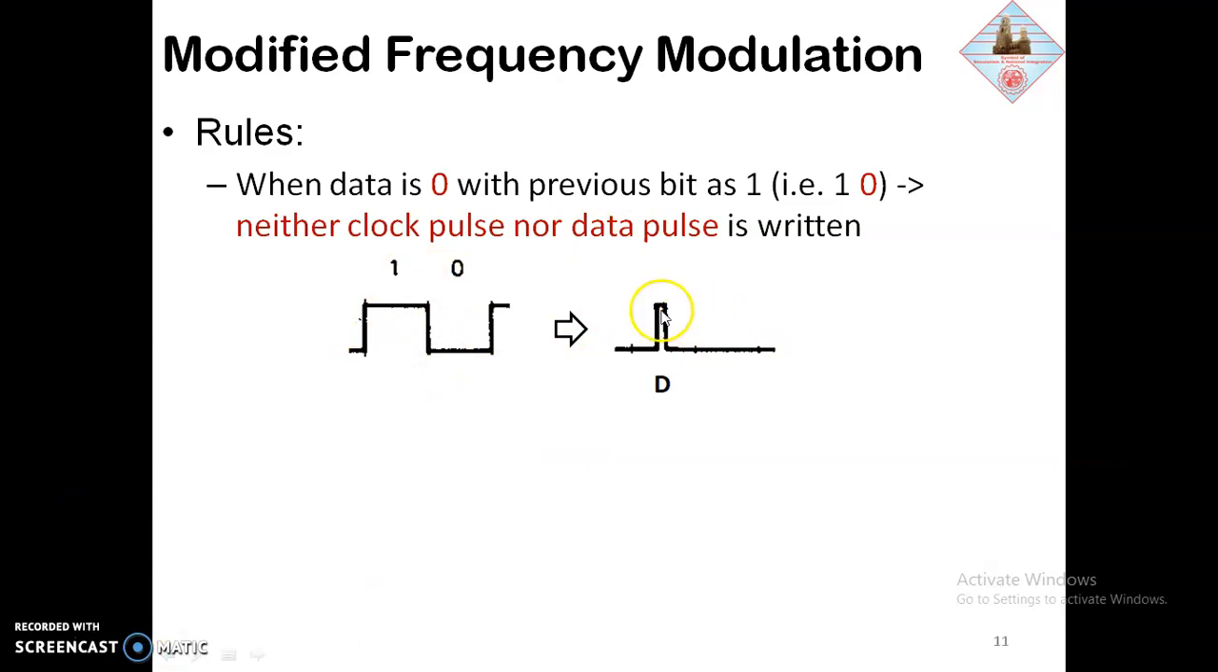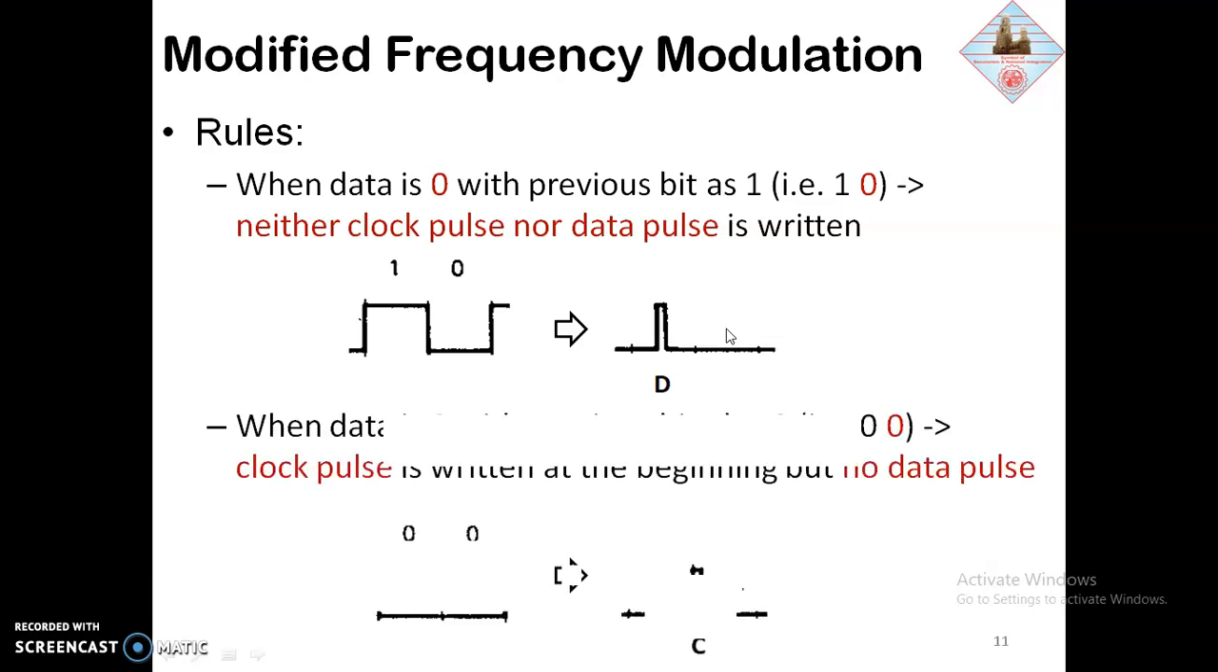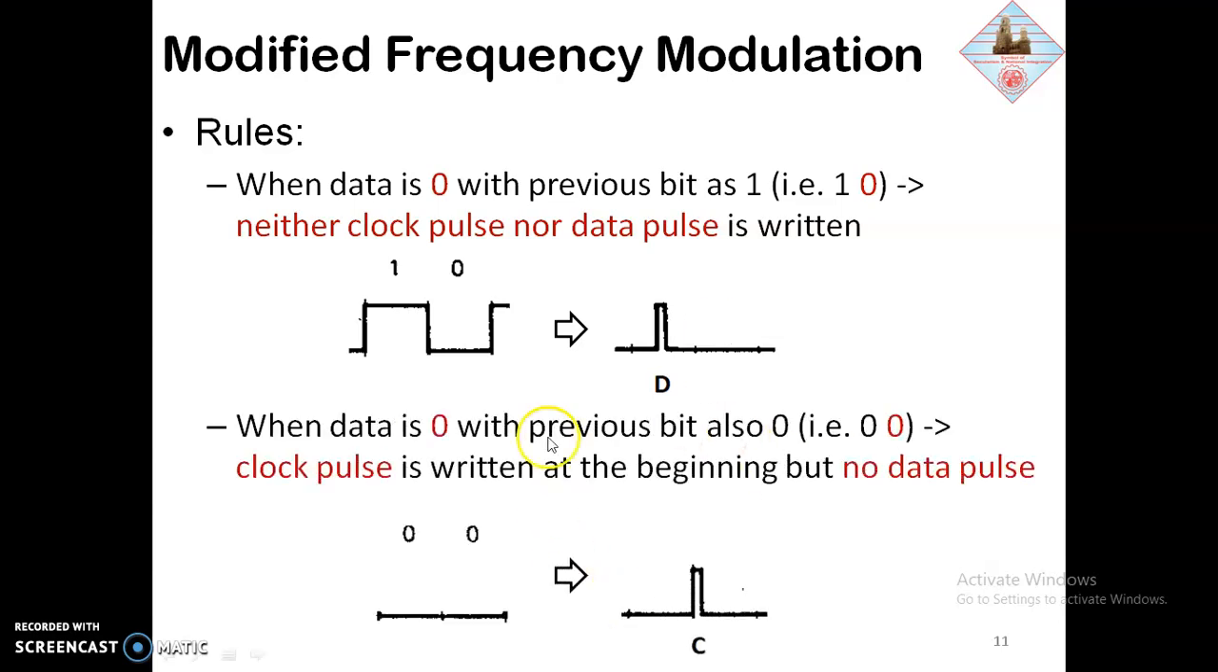For 1, I have added a data pulse, but when the current input bit is 0, we have to check for the previous bit. Now, since the previous bit is 1, so for the current input 0, we will not add any clock pulse or data pulse. If the previous input bit was 0, as shown here in the example, and the current bit is also 0, then for the current bit, you will add a clock pulse at the beginning, but without any data pulse, as shown in the diagram.